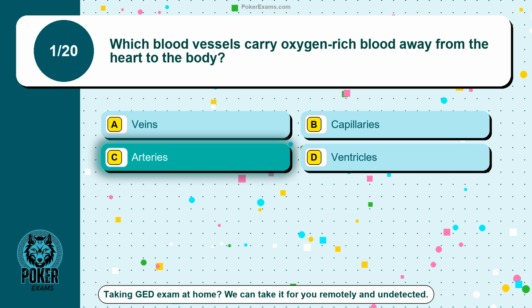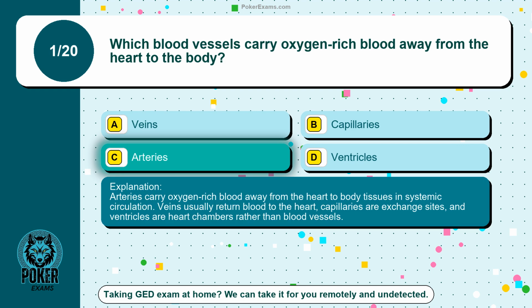Arteries. Arteries carry oxygen-rich blood away from the heart to body tissues in systemic circulation. Veins usually return blood to the heart, capillaries are exchange sites, and ventricles are heart chambers rather than blood vessels.